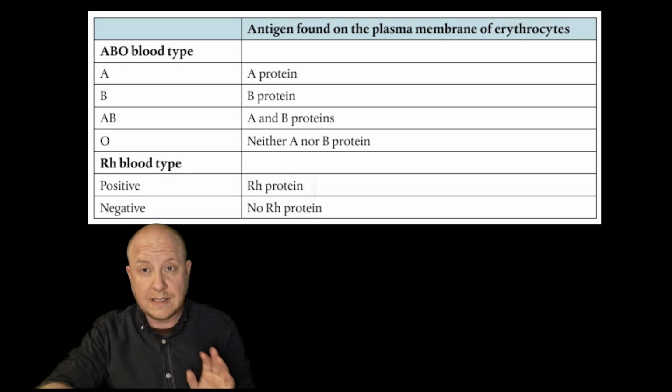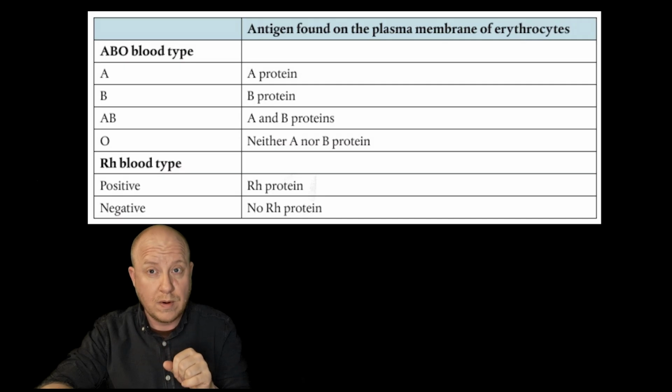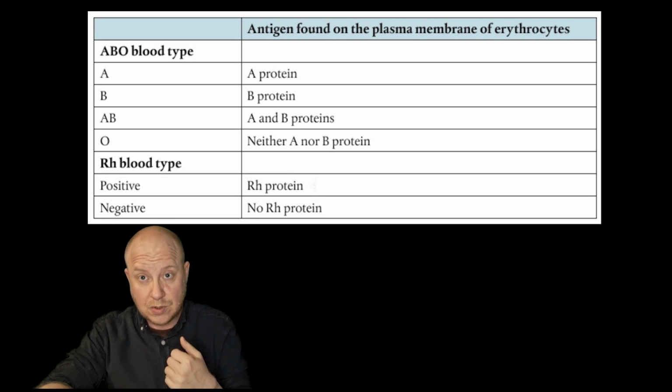Okay, so there are two blood types, but there are three proteins. There's the A protein and the B protein. You can have one, the other, both, or neither. So if you have O type red blood, that means you don't have either. You don't have A or B. If you have AB blood, it means you have both. If you have A blood, it means you only have the A ones. And then the RH protein, you will either have it, which is positive, or negative, which means you don't have it.